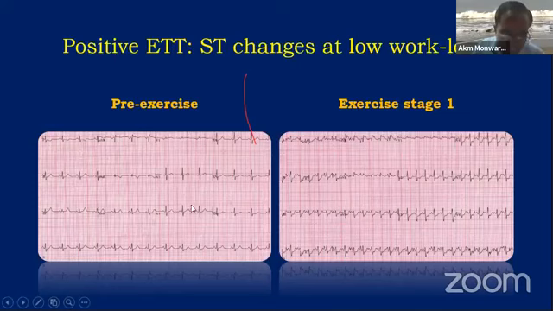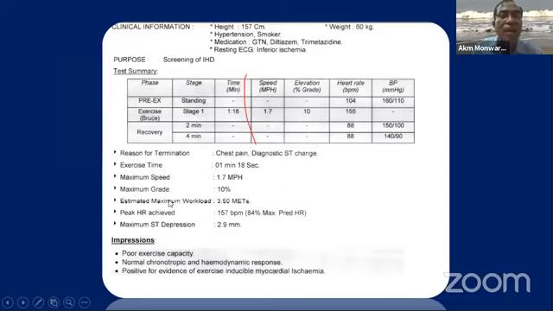Look at this. This is certainly a positive ETT. And this patient is having significant ST segment depression, horizontal ST segment depression in stage 1. So this patient is having positive ETT at very low workload. There may be some comments like this: poor exercise capacity, because the patient just performed 3.5 minutes and then we have to stop the test. Normal chronotropic and hemodynamic response, though these parameters may not be adequate to comment on whether this is normal or not. And the last one is that positive for evidence of exercise-inducible myocardial ischemia.